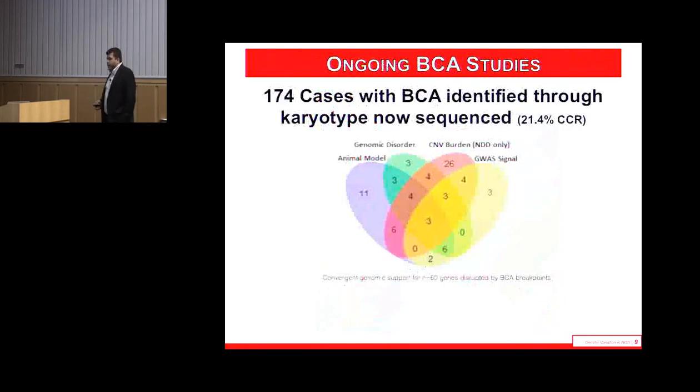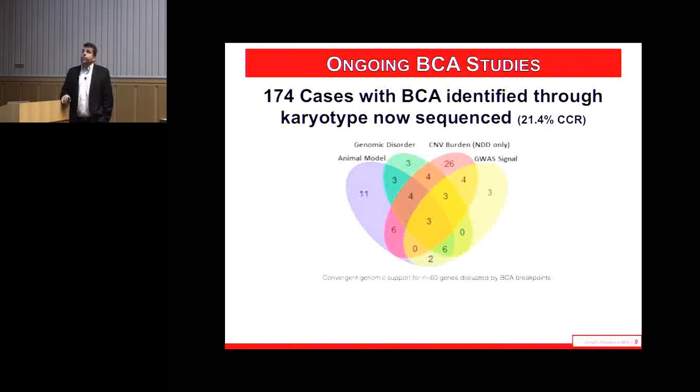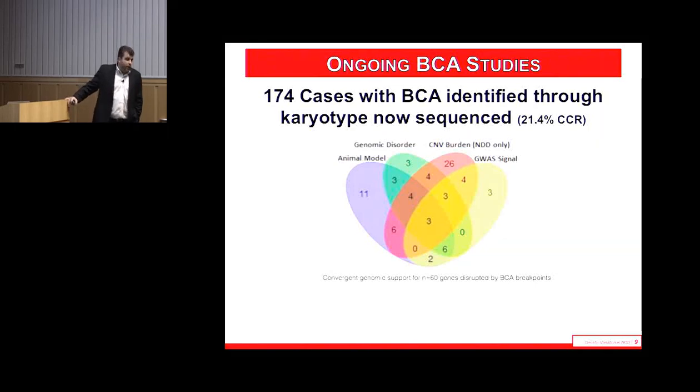Okay, so we've gone on and done this many times, and this is some unpublished data. We've sequenced 174 karyotypic abnormalities at this point. We've actually sequenced more at this point. It turns out that still 21.4% of them are complex rearrangements. So clearly we're missing this with karyotyping in the current standard of care. And we actually find that the level of convergent genomics is quite strong. So it continues to turn out that when you have a de novo balanced large rearrangement of the genome, the genes that are disrupted tend to be quite strongly enriched for causal factors and neurodevelopmental abnormalities.